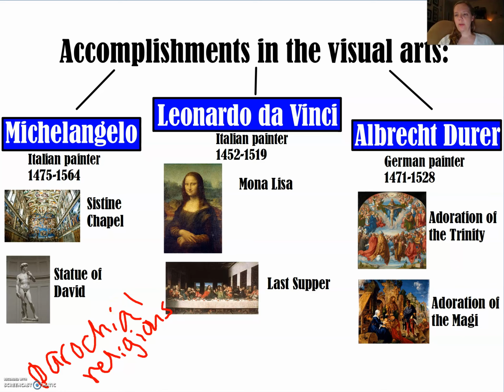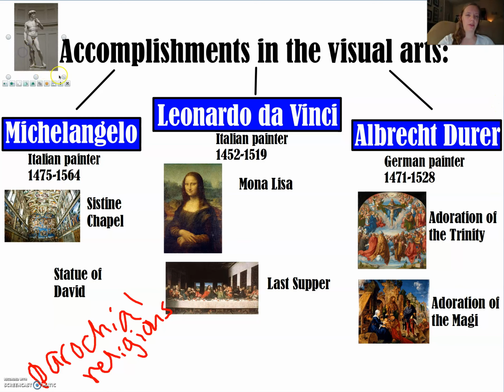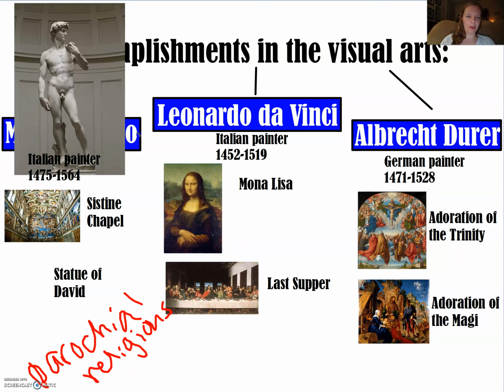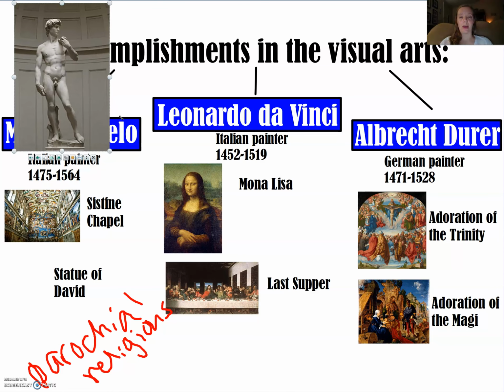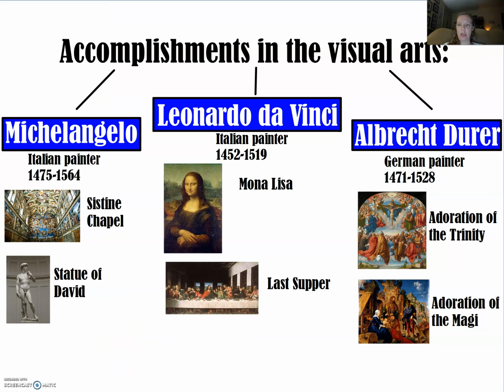The other most famous of Michelangelo's works is this statue of David. So it's a marble statue, of course, and it is of David from the David and Goliath story. So another parochial, church associated work for Michelangelo. Next we have Leonardo da Vinci, who is famous for the Mona Lisa.